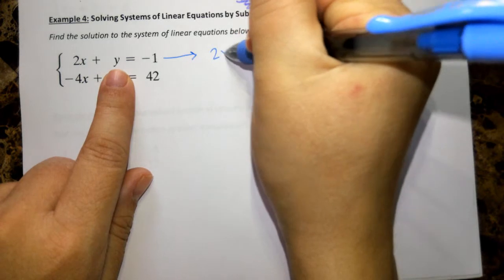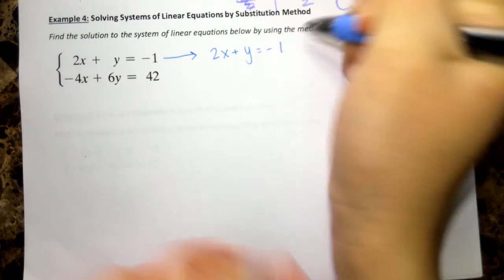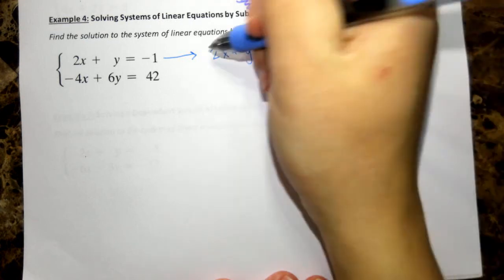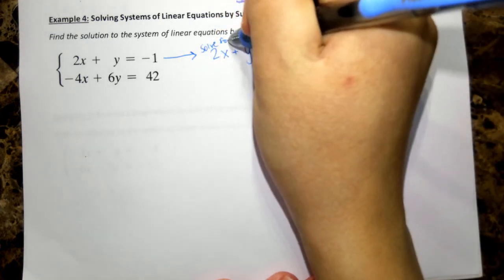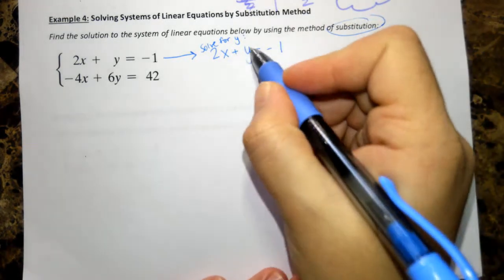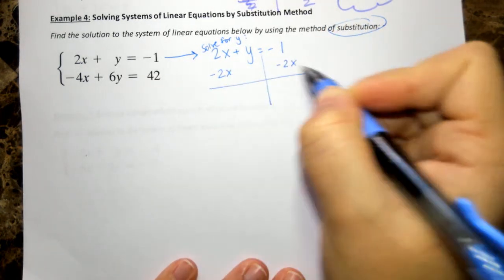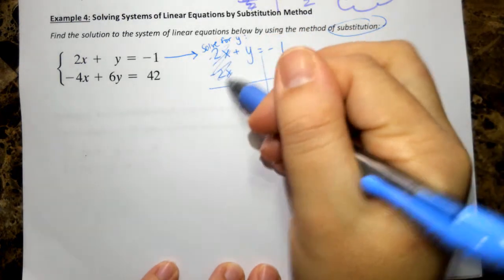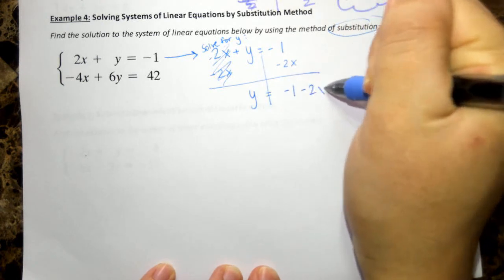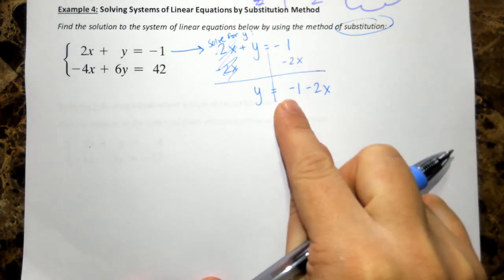Let me just rewrite it over here. 2x plus y equals -1. And I want to solve for either x or y. It does not matter. I'm probably going to solve for y here, just because it looks like it would be easier, since y is by itself. So I'll subtract 2x from both sides. 2x minus 2x, those cancel out. And I'm left with y equals -1 minus 2x, or -2x minus 1, either way. So you know that y is equal to -1 minus 2x.